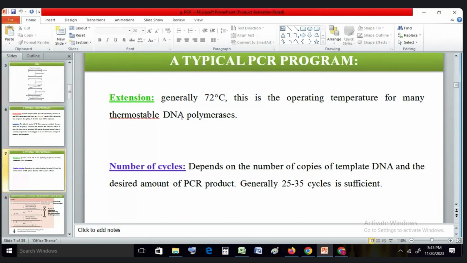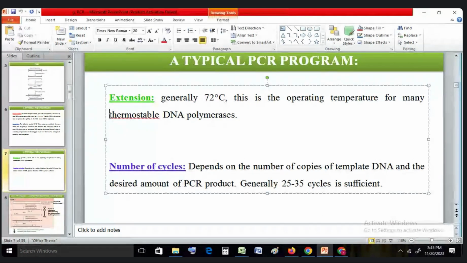because this is the operating or optimum temperature for the thermostable DNA polymerase people are using. The DNA polymerase that we usually use is Taq DNA polymerase, and it has an optimum temperature of 72. Now my question to you: as it has an optimum temperature of 72, do you expect this DNA polymerase to function at room temperature? Take room temperature as 30 or 32 degrees. Is it possible for this DNA polymerase to do the polymerization at room temperature?